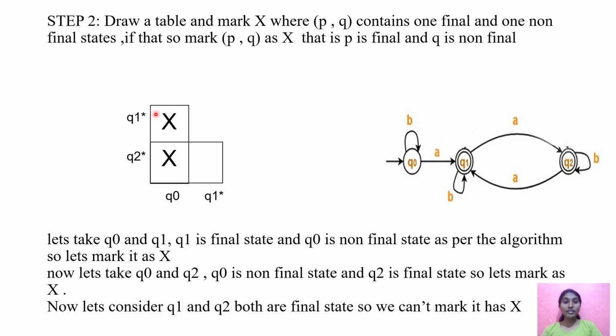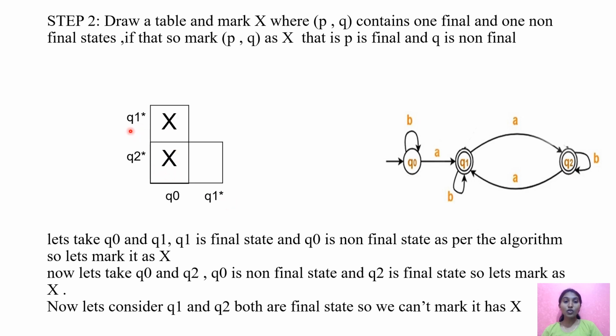So we can mark it as X because one is a final state and another one is a non-final state. Next, let's take Q2 and Q0. Here Q2 is a final state and Q0 is a non-final state. So we can mark it as X because the condition is satisfied.